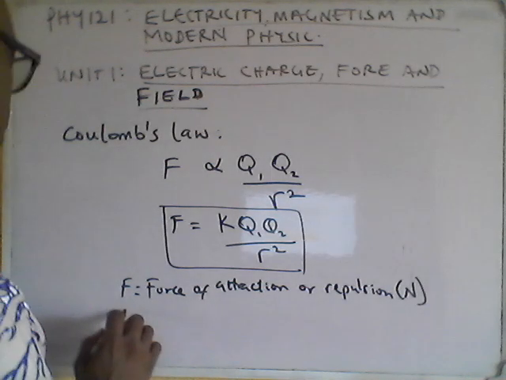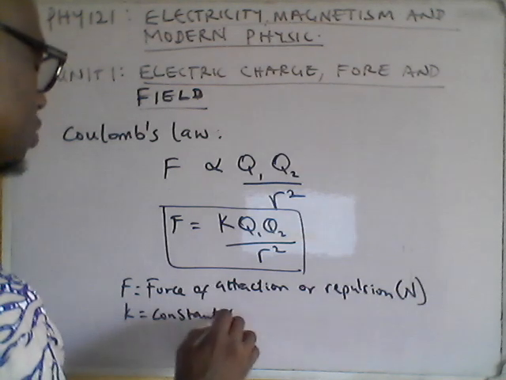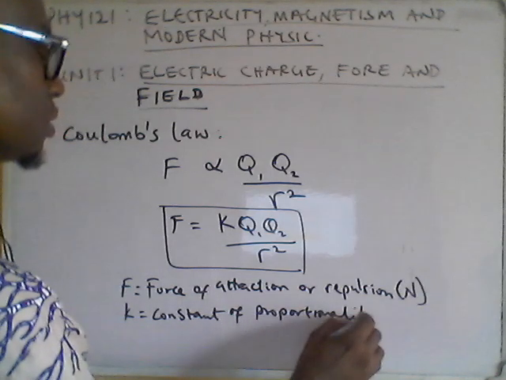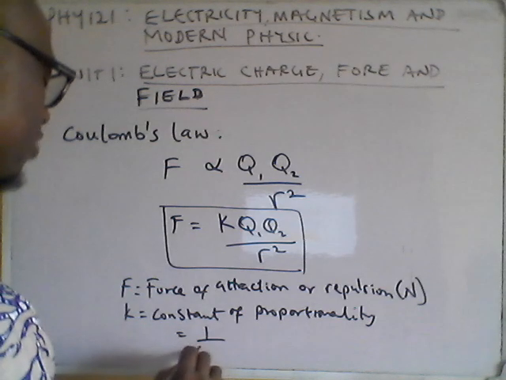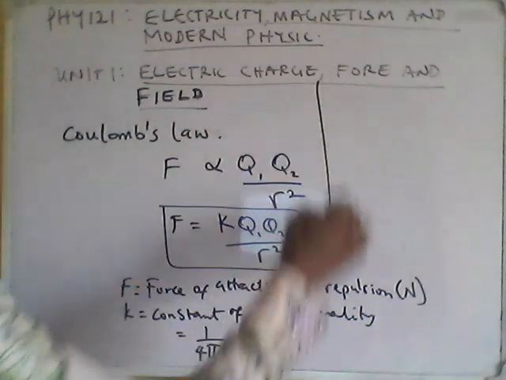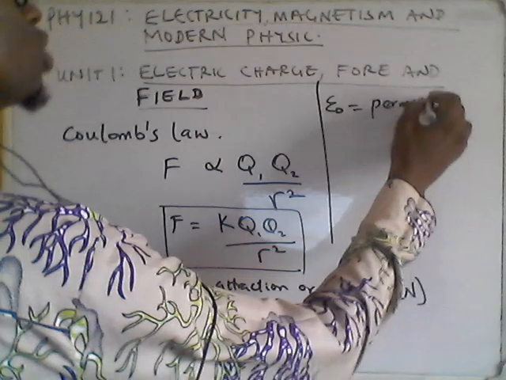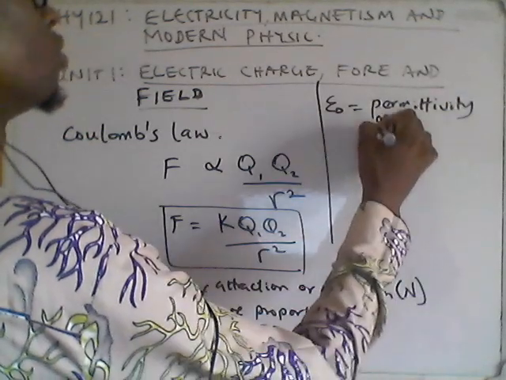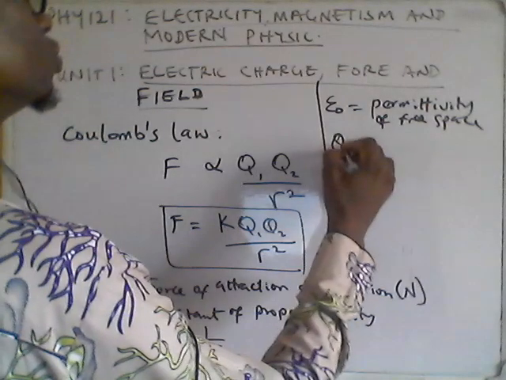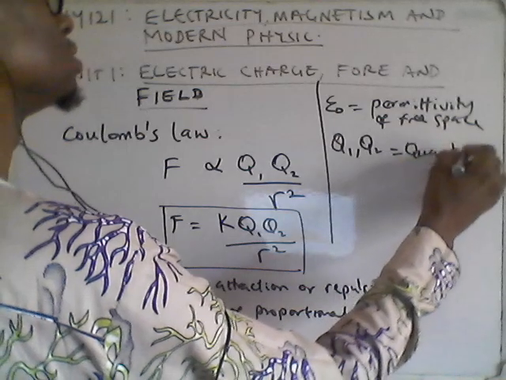K is the constant of proportionality, and K actually is 1 over 4 pi epsilon naught. Now, another thing has been introduced here. Epsilon naught is known as permittivity of free space. I will talk about it in a short while. Now, Q1 and Q2 are quantity of charge or charges measured in Coulomb.